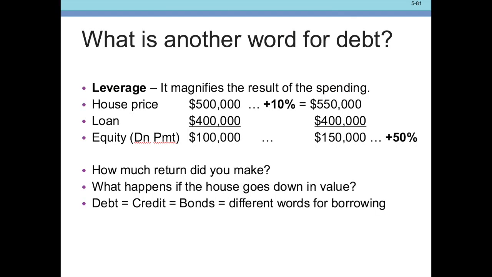So if you imagine, I didn't change the slide here, but you can easily imagine it, the house price goes down 10%. So it goes from 500 to 450. 450 minus 400 is 50,000, and now you've lost 50,000, or 50%, of your money that you invested in the house. So leverage magnifies your result. Leverage magnifies your result, and leverage is another word for debt.